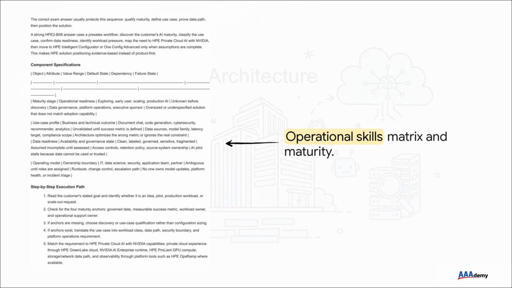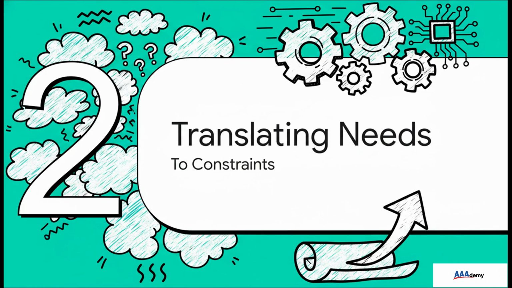A mature customer is going to be able to sit down and discuss security boundaries and data locations. An early customer, they just have a cool business idea. Your job as an architect is to build the evidence you actually need to support HPE Private Cloud AI positioning later down the line. Moving right along to phase 2, translating needs to constraints.